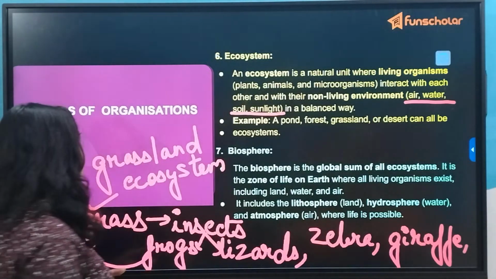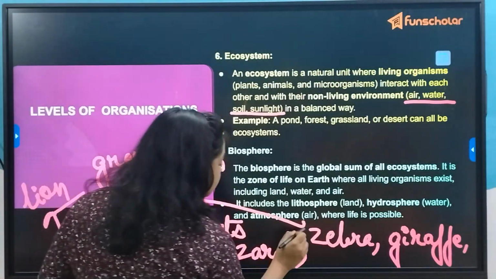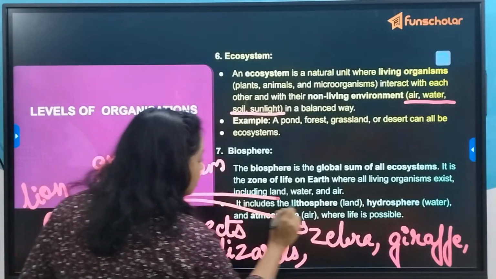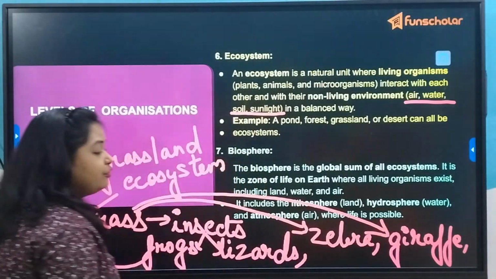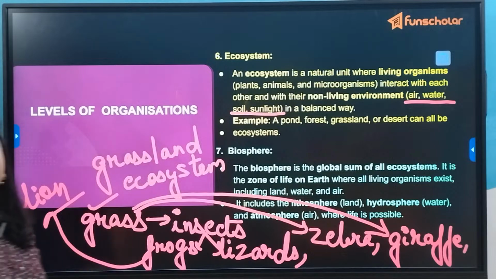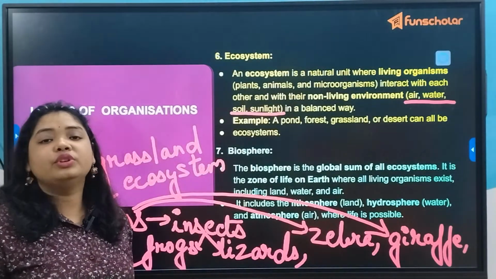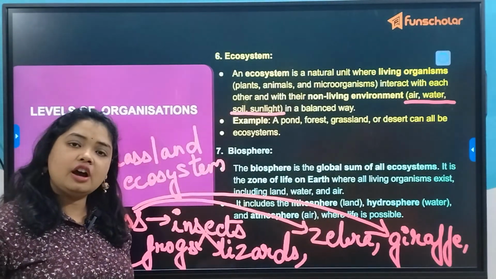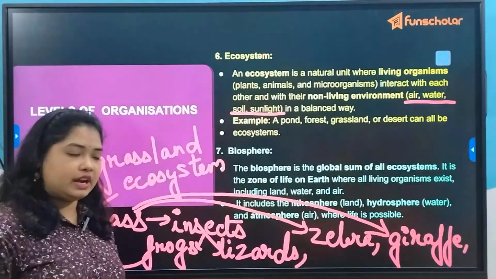So therefore, the grass can be eaten directly by the giraffe and the zebra, right? So a food web will form. So the biotic factors are interacting with each other. Now let's see how they interact with the abiotic factors.